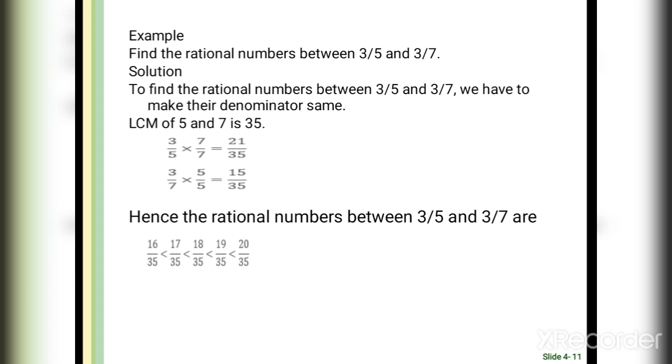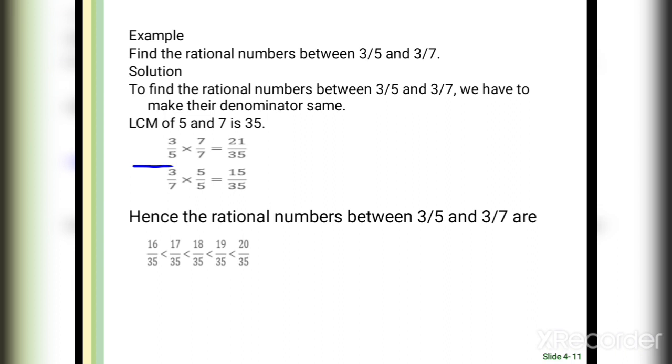To find the rational number between 3 by 5 and 3 by 7, we have to make their denominators the same. So, to make the denominator the same, we have to find the LCM. What is the LCM of 5 and 7? That is 35. Now, to make the denominator 35, in the first one we will multiply the denominator with 7. If I multiply 7 to the denominator, I will multiply 7 to the numerator as well. So it becomes 21 by 35.